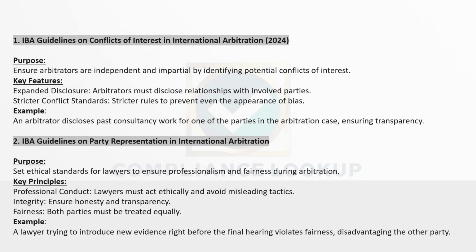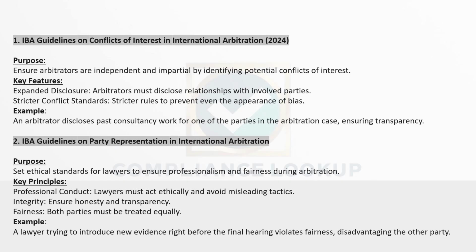Example: consider a scenario where a lawyer representing a company in an international arbitration case discovers that one of their key witnesses has fabricated evidence. Under the IBA guidelines, the lawyer is obligated to withdraw that evidence, even if it weakens their client's case. These guidelines prevent lawyers from using dishonest tactics to win arbitration cases.